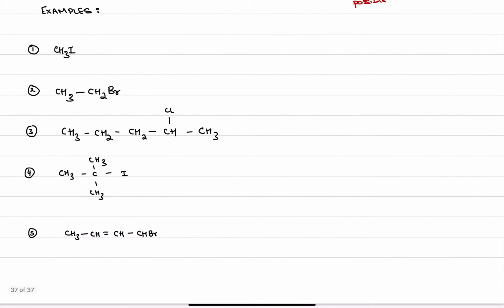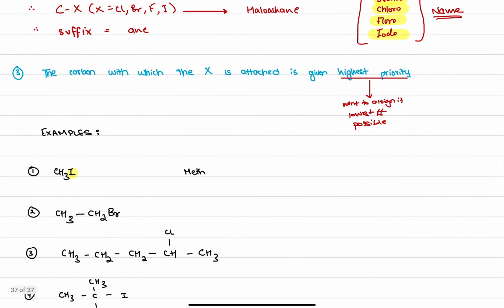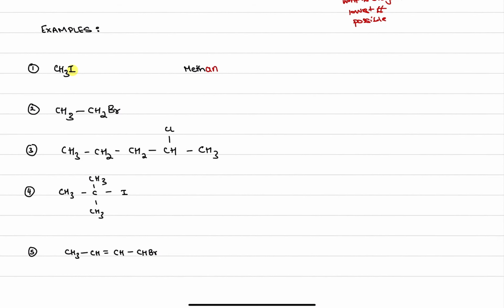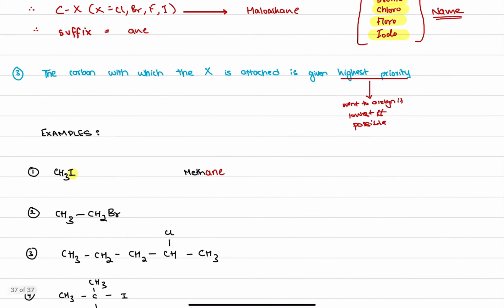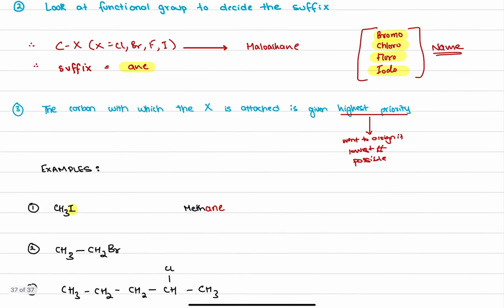Over here I can see CH3I. Let's name the alkane part first, and then we'll concern ourselves with this iodine. As far as the name is concerned, there is only one carbon, so it is going to be meth. We have already discussed the suffix remains ane, so this is methane. You will name it as you would name an alkane, ending with the suffix ane, but the only difference is what comes before.